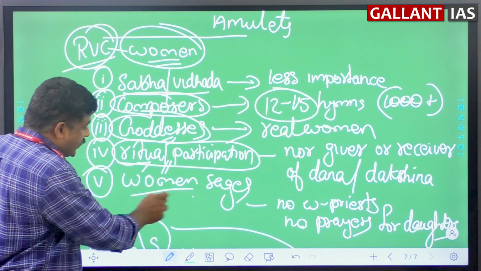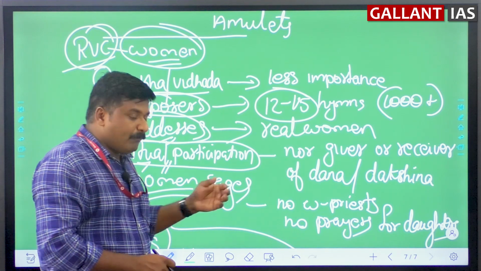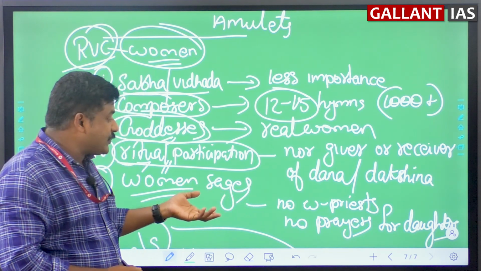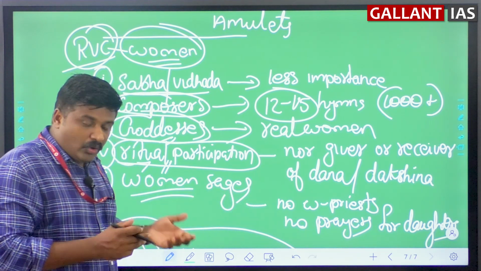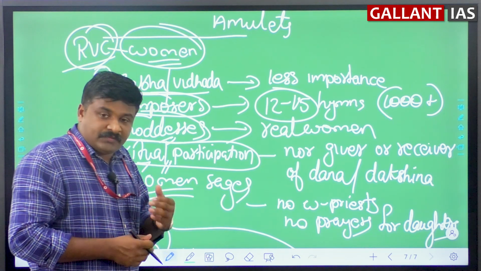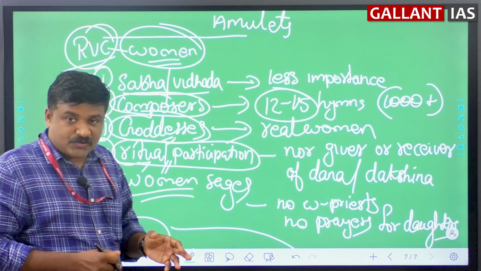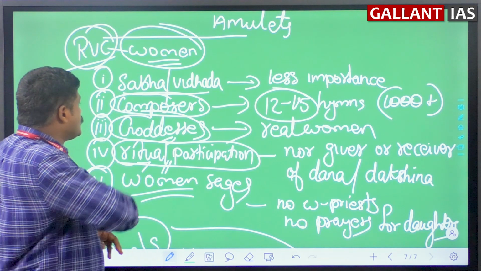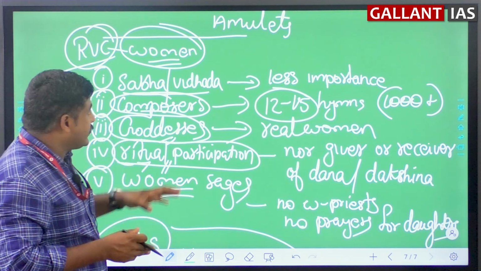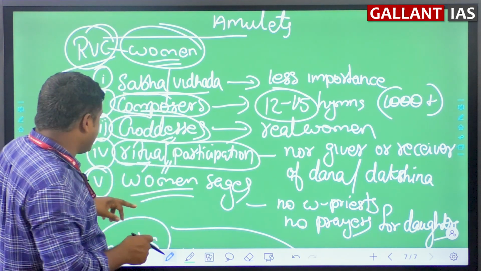Then women sages, again they talk about women sages, but we have no evidence of women priests, and also the prayers which were done, it is only for sons, not for daughters. So all these give you a critical account of the status of women in this Rigvedic age.